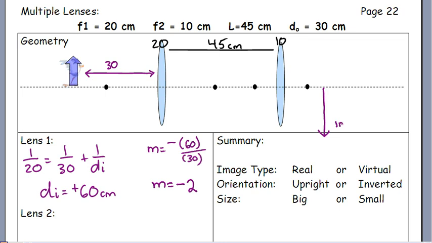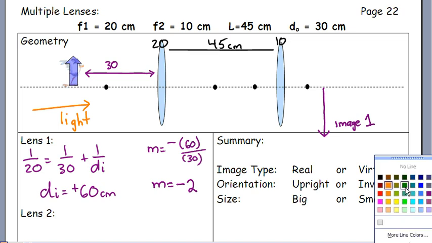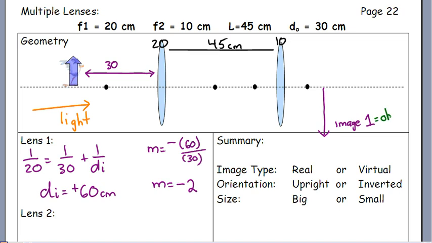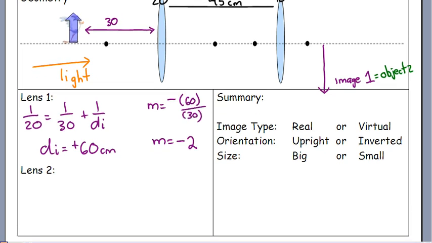So this is image one right here, which is actually the object for lens number two. So this is so strange, because the light is actually going this way, making its way through those lenses. And as we work with lens number two, our object, because image one is going to be object two, is after the glass. That's not the usual way of doing business. Usually the object is before the glass. But we can warn the math about that just by putting in a negative.